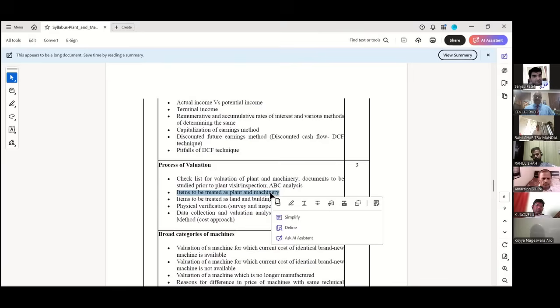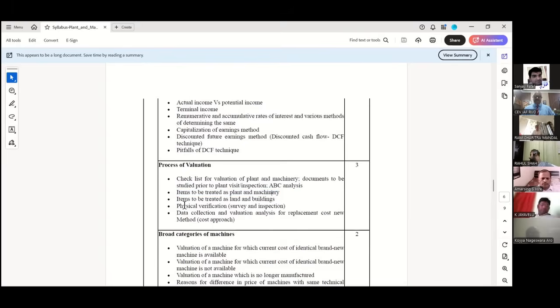Water treatment plant: plant and machinery. Air conditioning installed in the safe vault of a bank: plant and machinery. Electrical installation in bank premises is considered not plant, meaning land and building. So in the first chapter we have discussed some examples, so you have to study them.